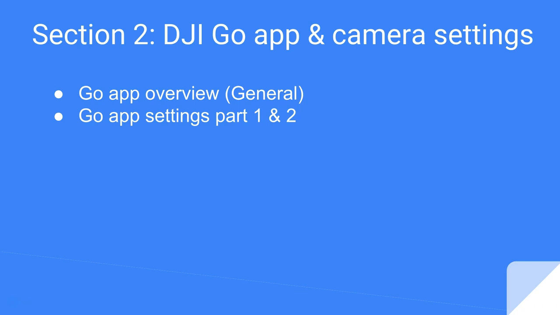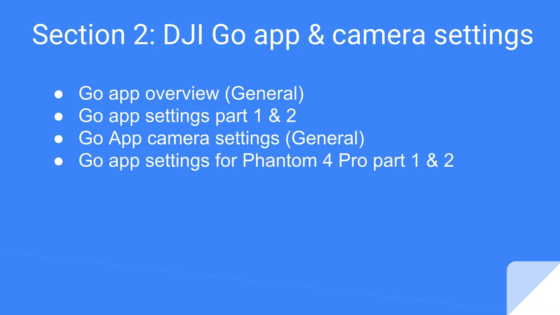Now bear in mind that you have the Phantom 3, Phantom 4, Mavic and so on. So I've had to separate everything logically to be as intuitive as possible, and I hope you find it intuitive. So we start off with a Go app overview. That means general, it applies to all drones. And then Go app settings part 1 and 2, followed by camera settings general, and then we have app settings for the Phantom 4 Pro, that's part 1 and 2, and then for the Mavic. So if you have a Mavic or a Phantom 4 Pro, I recommend you start at the beginning, you go through the general lectures, and then you get to your specific lecture for content that pertains to your drone.